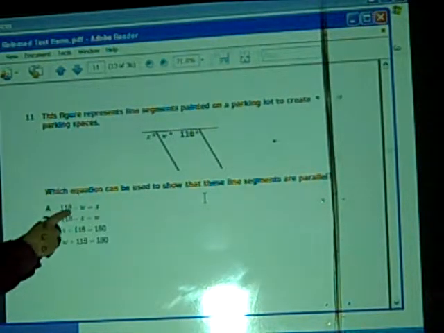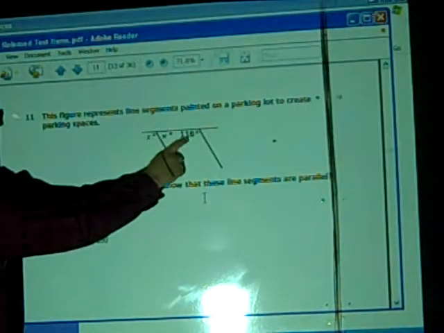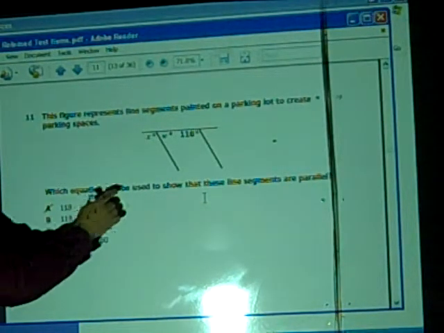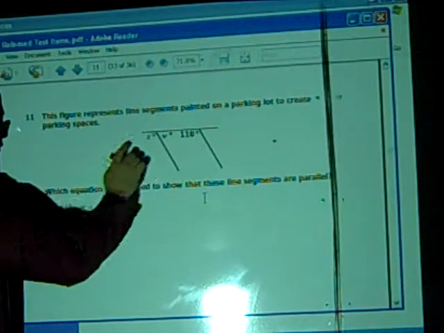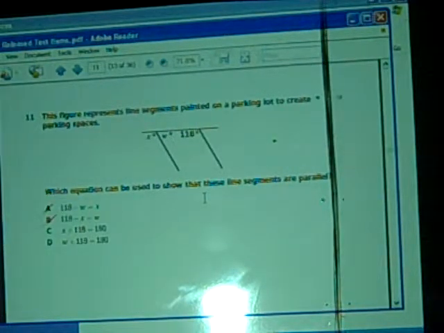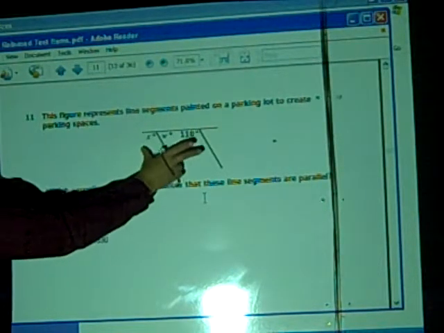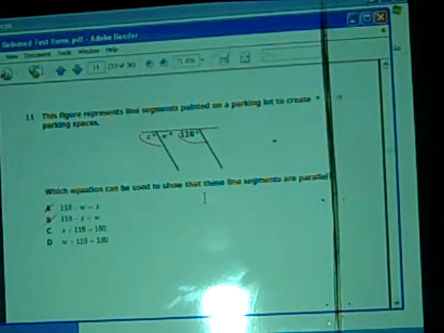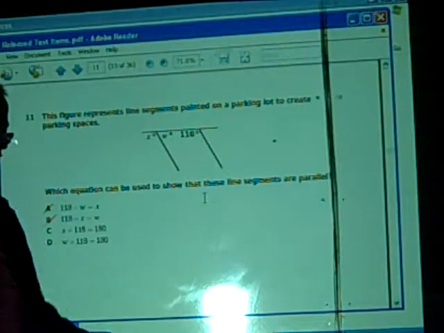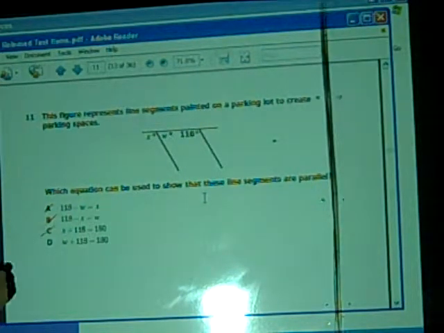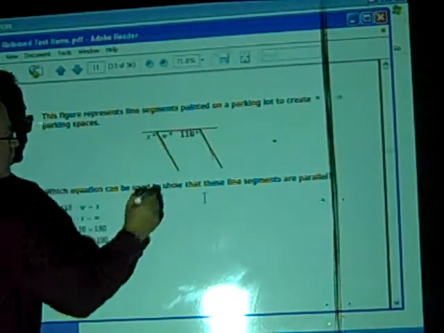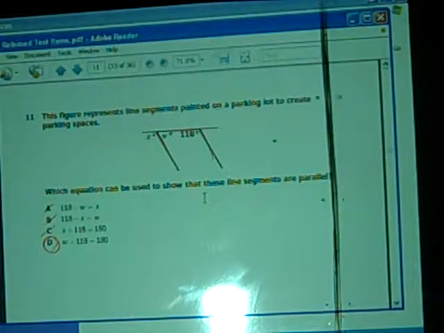Okay, the first one says 118 minus W equals X. That doesn't match anything that I know. Next one is 118 minus X equals W. I don't think that works either. X plus 18 equals 180. This plus this equals 180. Well, that's not true. They're corresponding, so they're going to be congruent to each other, so that doesn't work. And then the last one says W plus 118 equals 180. Well, since that makes the consecutive interior angles, that's your answer. Answer D.